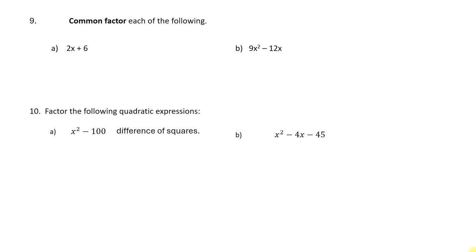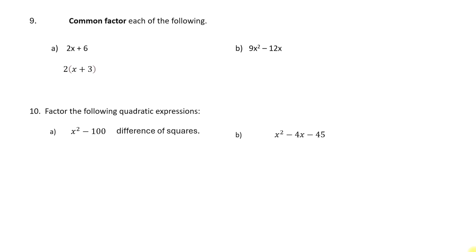Common factor each of the following. So in questions like this, we want to find a number which will divide evenly into both terms. So we have 2x plus 6. What is a number that will divide evenly into both of those terms? Well, 2 is that number. So we can write a 2 bracket, and then we look and say 2x divided by 2 equals x. 6 divided by 2 equals 3. So our common factor version would be 2 bracket x plus 3.